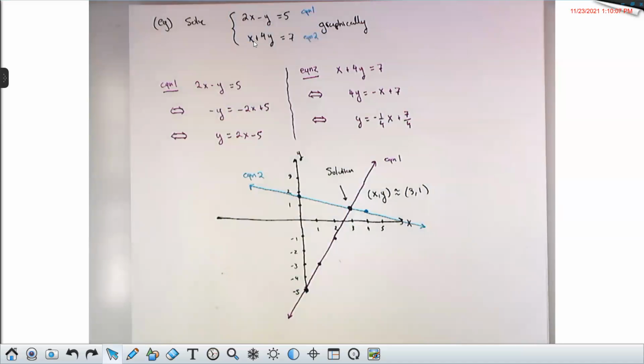So if I plug in 3 for x and 1 for y, is this true? Well, I get 3 plus 4 times 1 equals 7. That's 3 plus 4 equals 7. Yeah, that is correct. And if I plug in 3 for x and 1 for y in the other equation, do I get a true statement? Well, it would be 2 times 3 is 6, minus 1 equals 5. Yeah, that's true. Okay, so we can verify that that works.